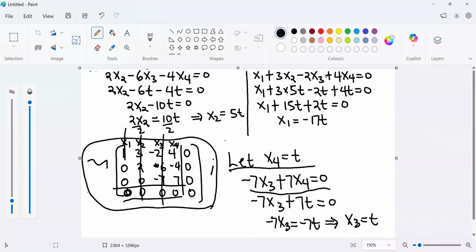Then I substitute x4, which was a t. I obtain x3 in terms of t. Then I do the same for the second row, where I have 2, -6, and -4. Then solve for x2. Then also the same knowledge applies to the first row.